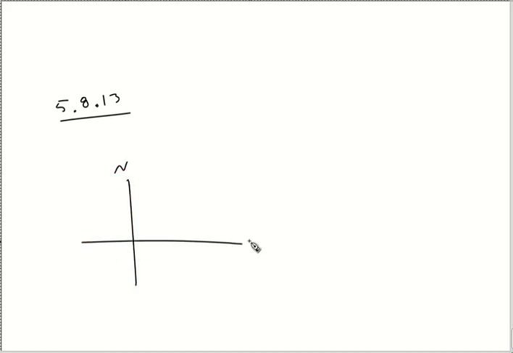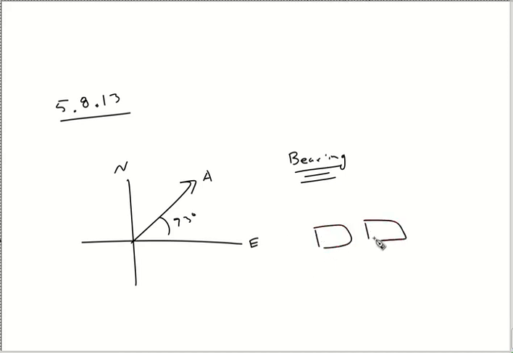So here we go. North, east, and then I've got an angle. It's like something with an A there, and they say 73 degrees. And they say it's something to do with bearing, which is actually very important in this particular case. And, yeah, this is a confusing problem. So a blank, and then they have a blank degrees, and then they have another blank, okay? Good luck.